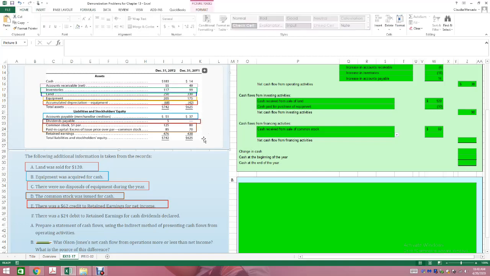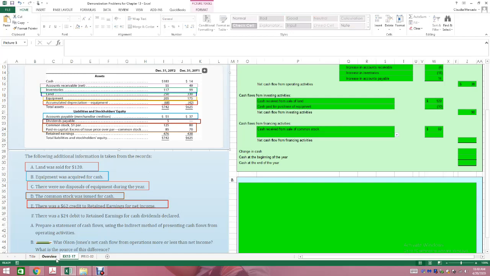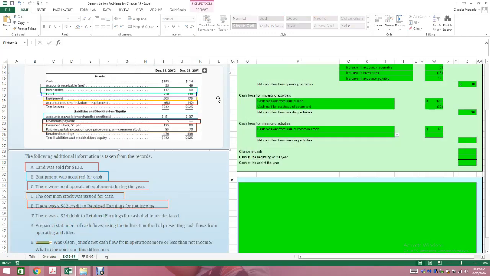So, dividends payable. I had 0 to start off with last year, and now I have $5. So my dividends payable increased by $5. If we have an increase in dividends payable, we're going to subtract. We have an increase because we went from 0 to 5. So if you have an increase, you subtract. So let's look over here.